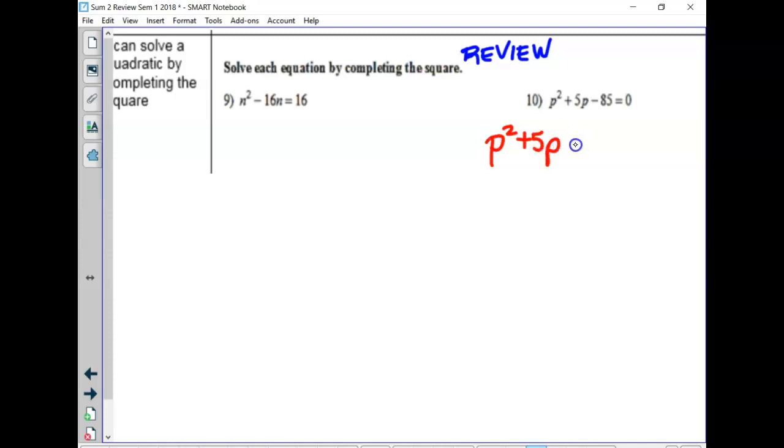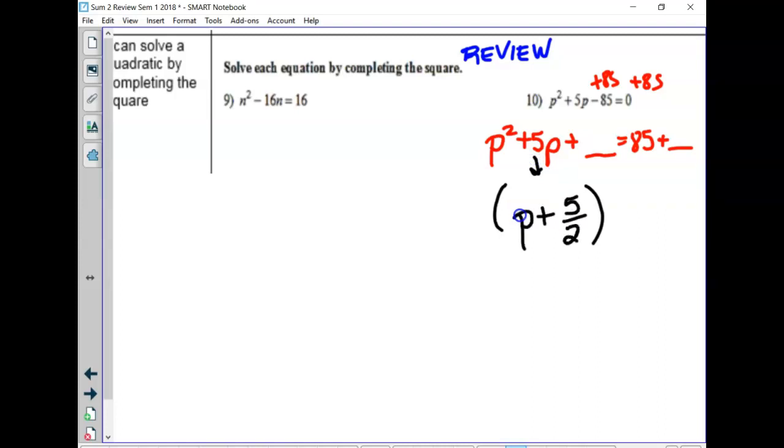It's completing the square, so I'm going to move the constant term over to the other side by adding 85. And then I'm going to put a blank on each side. But I'm thinking the reason Haley picked this one is because we have to work with fractions. One of those dreaded math F words. Because to take half of the b value here, we're going to end up with p plus 5 halves. And you should leave it a fraction.